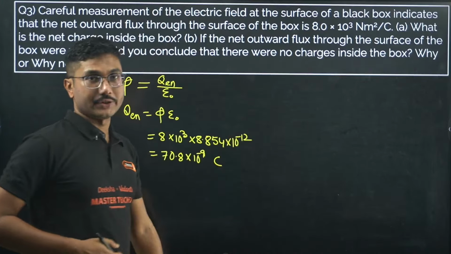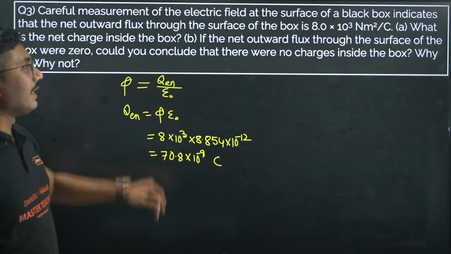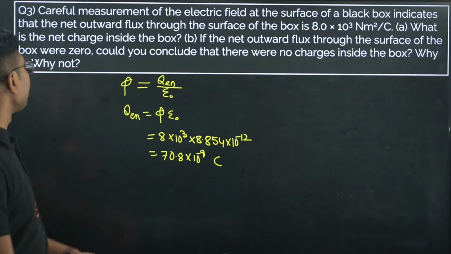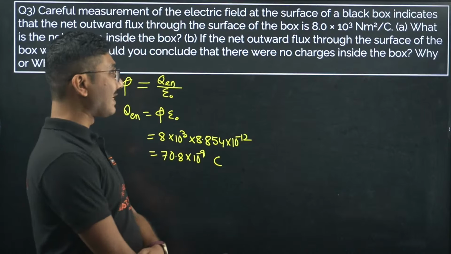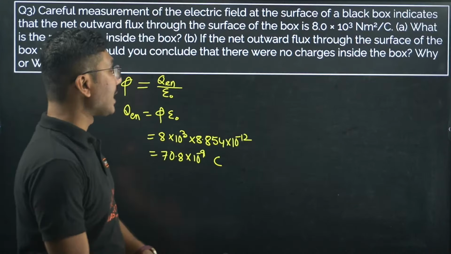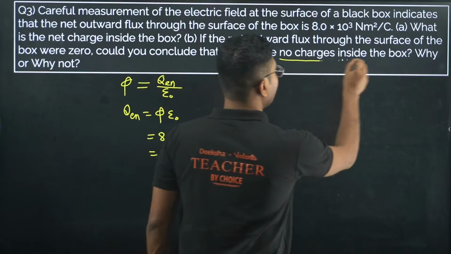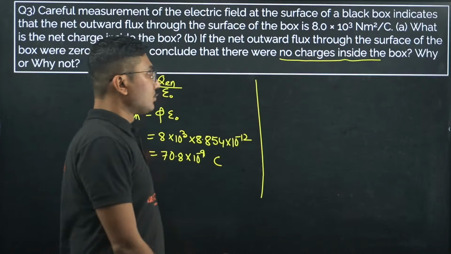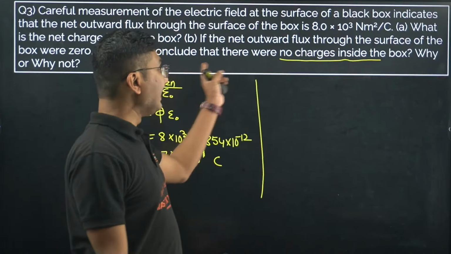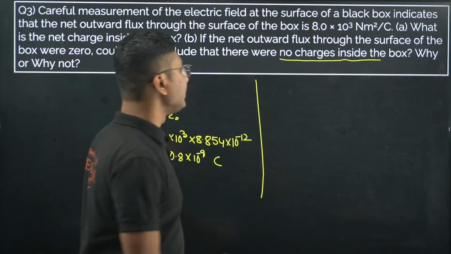Second answer: if net outward flux through the surface of the box were 0, could you conclude that there were no net charges inside the box? No charges inside the box. Okay, what is the meaning of that? So it means that the net charge is 0.